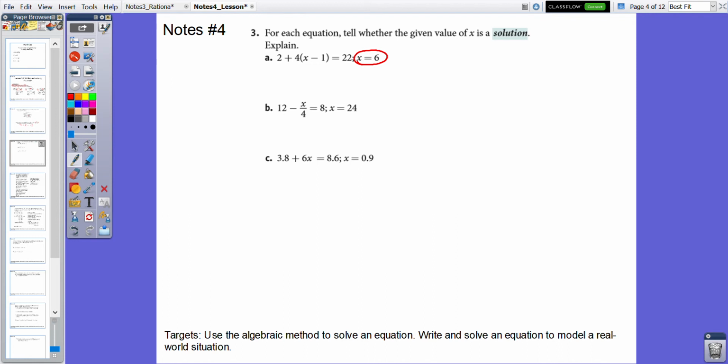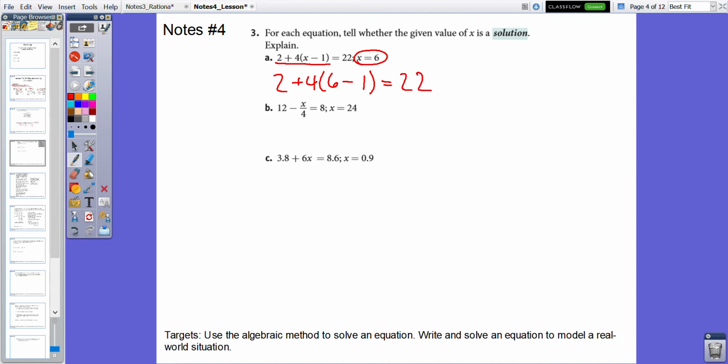Now we're doing 2 parts here. We're replacing the value of x into the left side expression here, but we're checking to make sure it's true. We get the same number on both sides. That's how we can tell if an equation is true. So we get 2 plus 4 times 6 minus 1, okay? And that equals 22. Let's check it out.